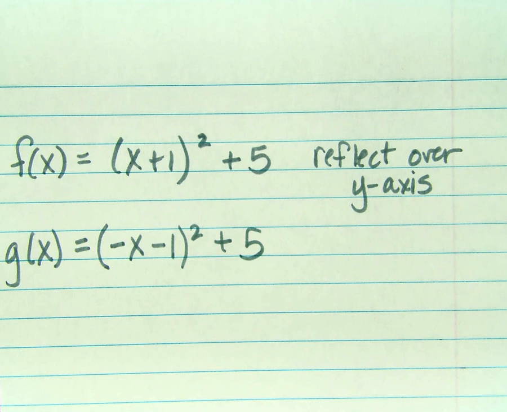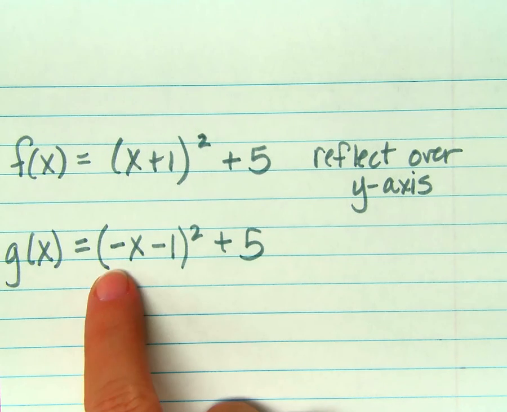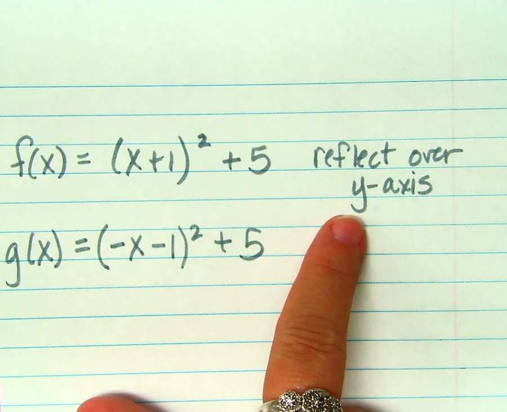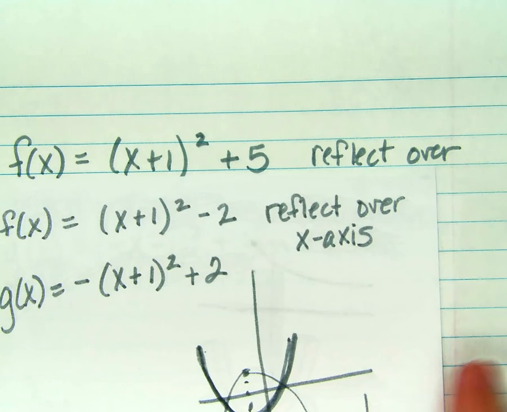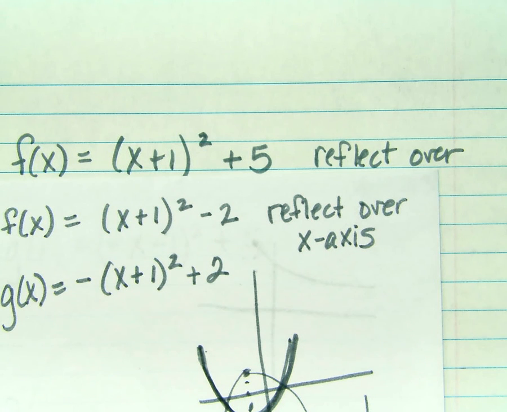When it reflects over the x, it's changing the vertical, and when it reflects over the y-axis, it's changing the horizontal. Yes? Very good. When the x is inside, it's flipping it over the y-axis, and when it's on the outside, like this one, it's flipping it over the x-axis. Absolutely. Very good. Any more questions? Peace.